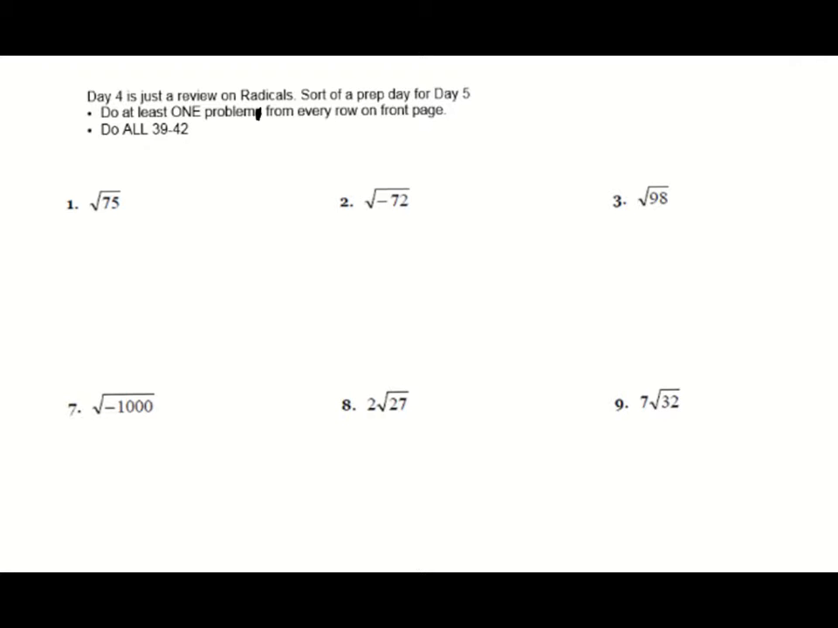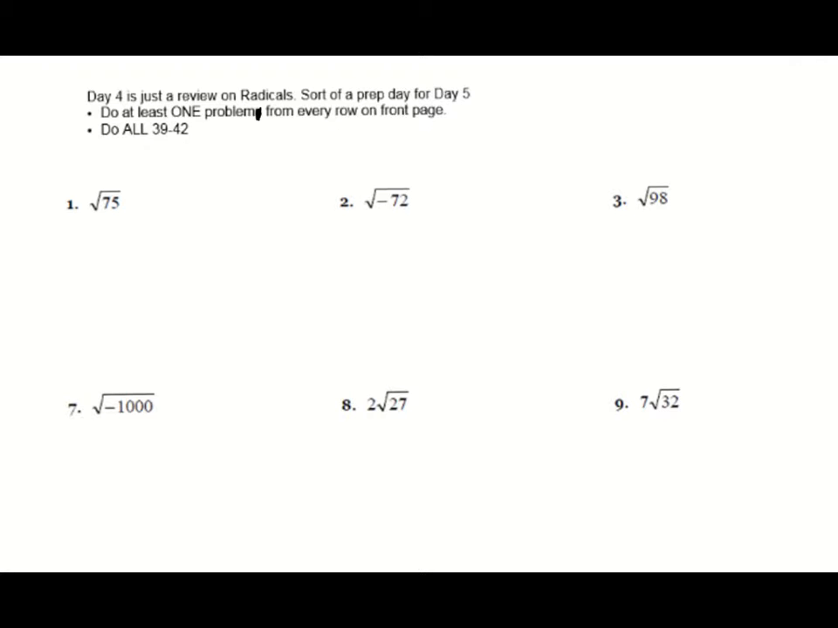Do at least one problem from every row on the front page, and then do all of 39 through 42. So this is just reducing radicals. You should have done this at least 2 or 3 times before. All this is basically breaking down some number into the product of 2 numbers, so like taking 2 factors, and one of them should be a perfect square.